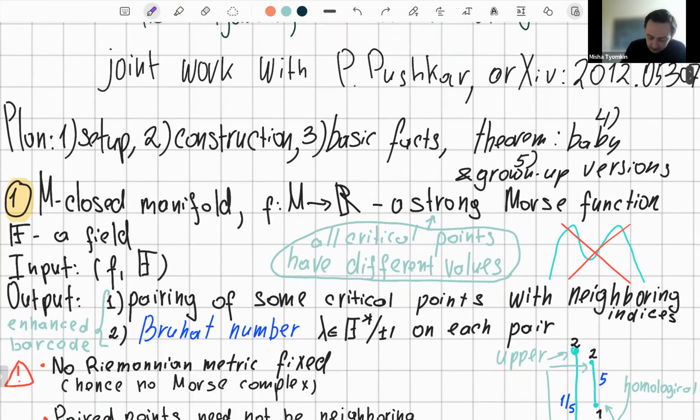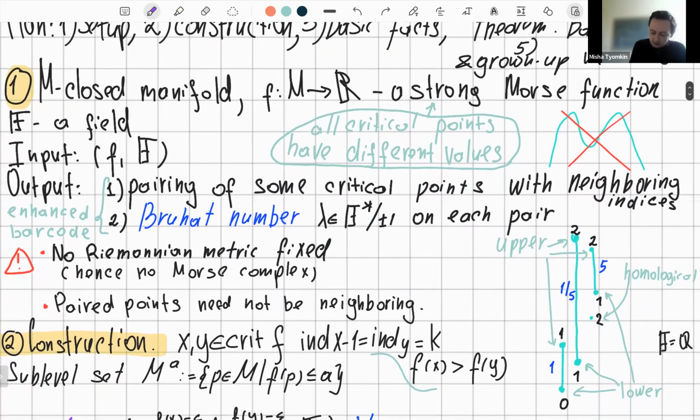The example is given on the right. By dots, I mean the critical points of the function. The black numbers represent the indices of the critical points. The pairs are depicted by bars, hence the name barcode. And the Bruhat numbers are drawn in blue. The field is Q, and we have 3 pairs and 7 points. So one of the points is unpaired, and the indices are given in black.